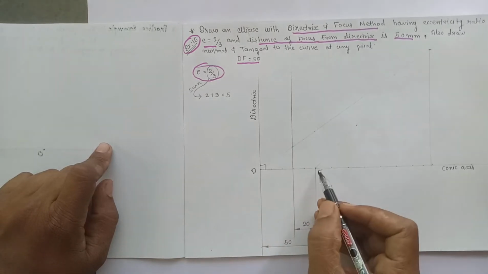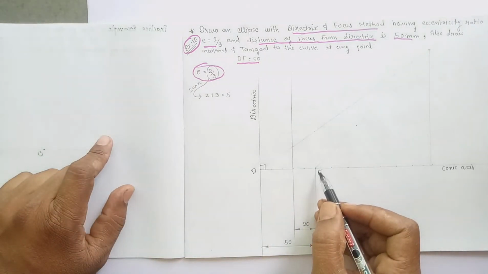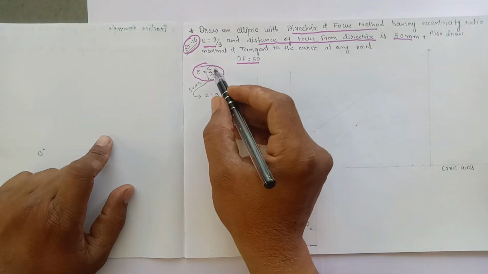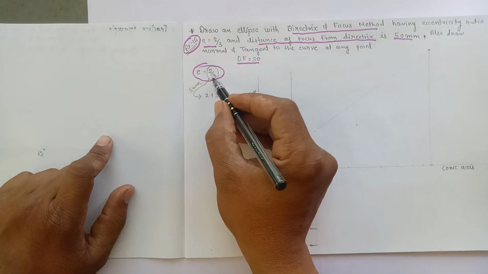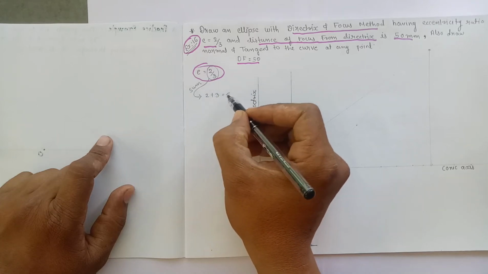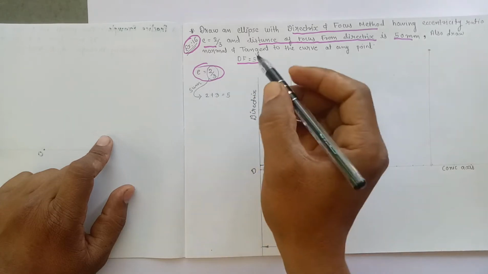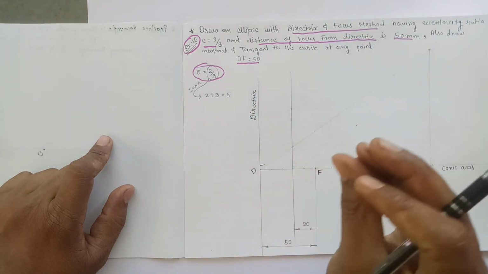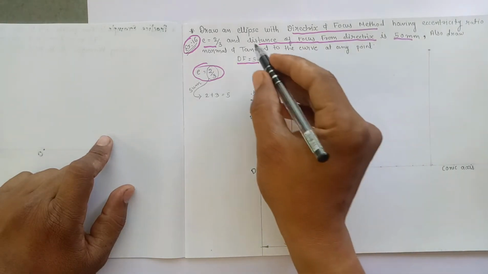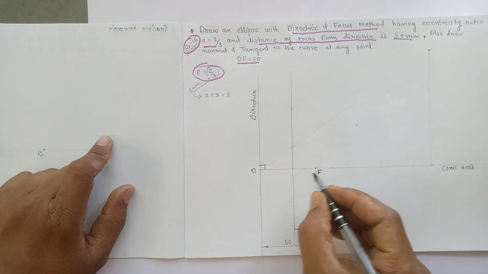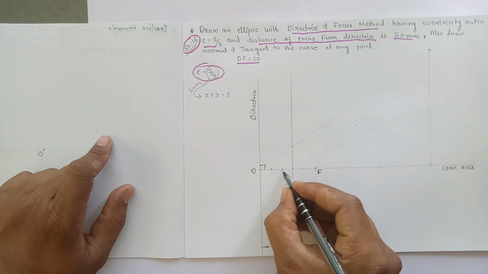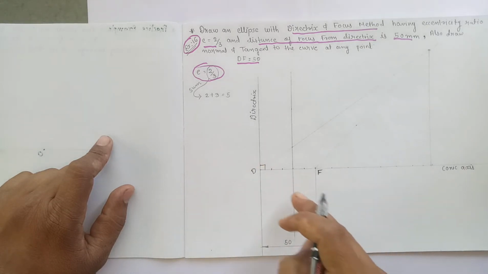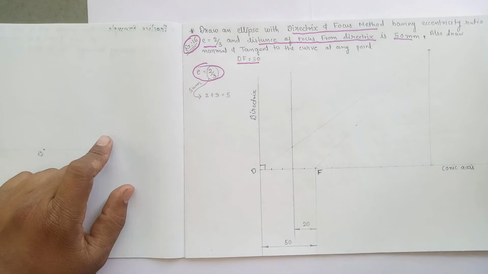Now after marking the focus point, we have to mark the vertex point. To mark the vertex point, do the summation of this ratio, 2 plus 3, which is equal to 5. Now divide this distance, the D to F distance, into 5 equal parts: 1, 2, 3, 4, 5. You can use the inclined line method to divide this distance.